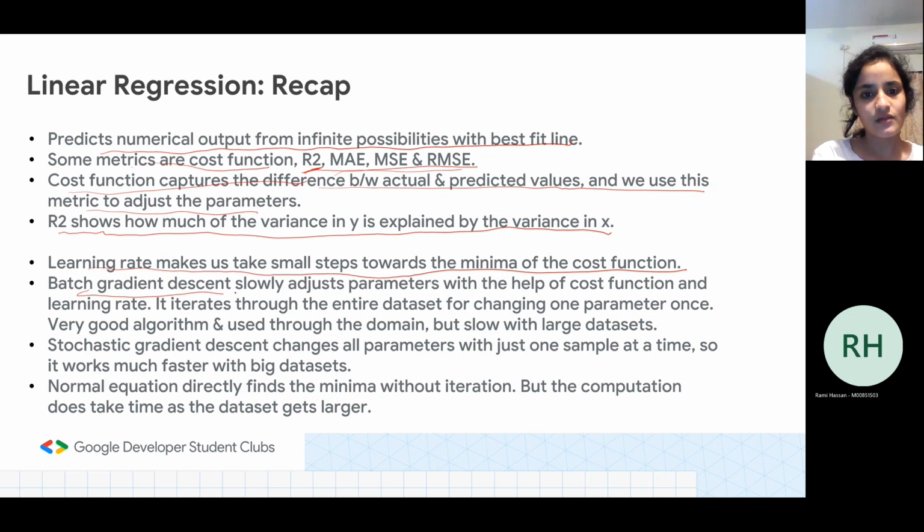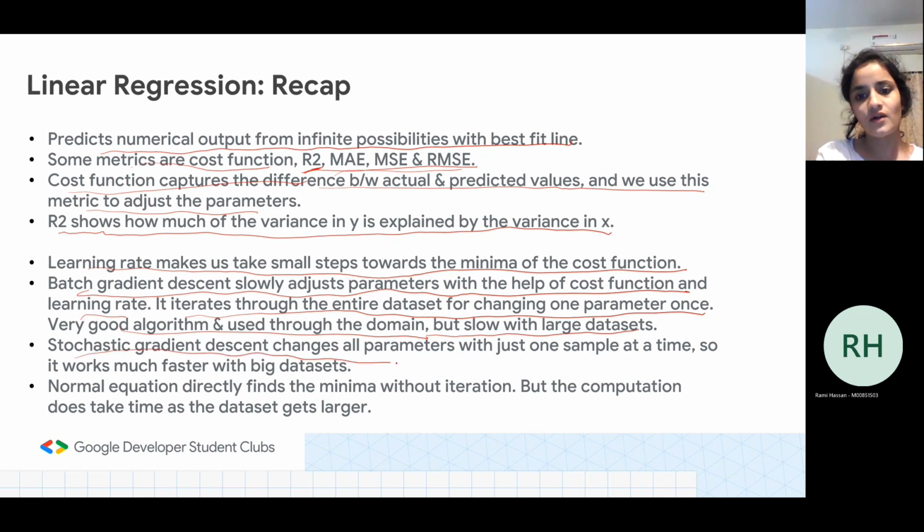Batch gradient descent slowly adjusts parameters with the help of the cost function and learning rate. It iterates through the entire data set for changing one parameter once. It goes through the whole thing. If there is a variance, it gets mixed up in between. It's a great algorithm, but it iterates too many times and it's slow. Very good algorithm used throughout the domain of AI, but it's slow with large data sets.